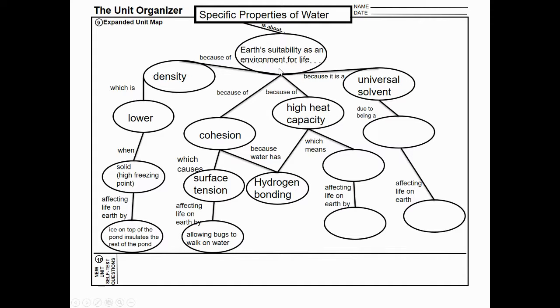So our next strand, Earth's suitability as an environment for life because of high heat capacity. Now, high heat capacity, what does that mean? It means water requires a lot of heat or a lot of energy to change temperature. It's not just going to go from being really cold to really hot. It's going to change slowly, and it's going to require a lot of input to make that change.